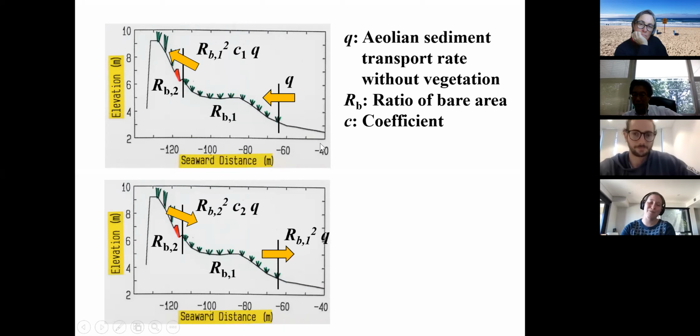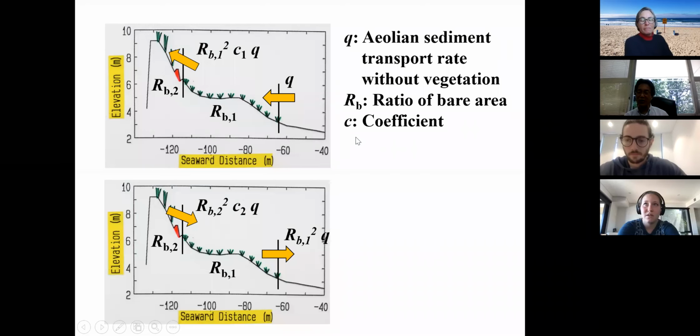Is your question about our study site or about other beaches? Just trying to understand under what circumstances you assume that sediment is mobile. Okay, in this area there is no vegetation, so the aeolian sediment transport is fully developed.